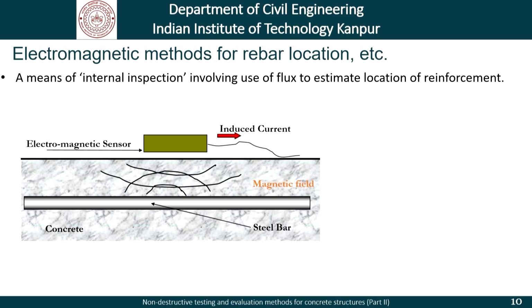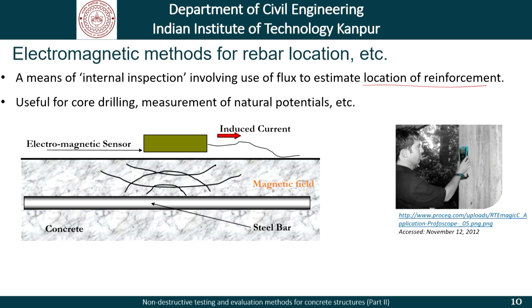Moving on, let's try to look at the electromagnetic method for rebar location. This is the principle here. This is a means of internal inspection in a sense, which involves the use of flux to estimate the location and at times the diameter of the reinforcement that is used within the concrete. And it's useful for core drilling, measurement of natural potentials, and at times finding out how much reinforcement is there within the concrete surface. What we see here is the reinforcement bar locator, and it is being used to get information about the reinforcement within this concrete surface.